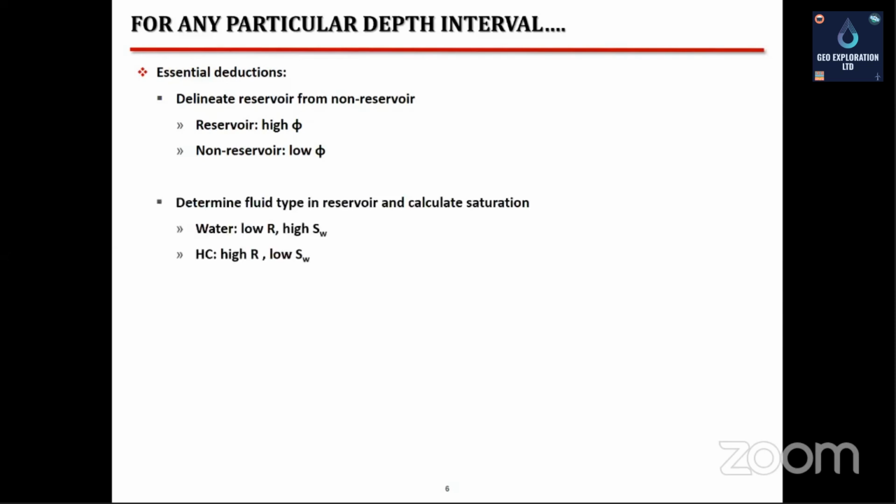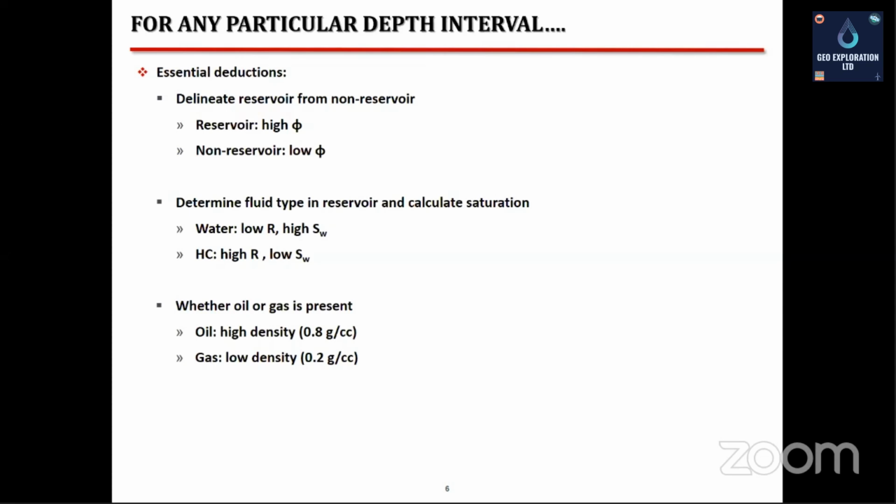Once you identify the reservoir, the next deduction is to determine the fluid type and saturation. Water, being usually saline in the formation, is highly conductive and hence low resistivity, and it has high water saturation. Hydrocarbon, on the other hand, is highly resistive and has low water saturation. Lastly, we need to identify whether the hydrocarbon is oil or gas. Oil tends to be more dense than gas.